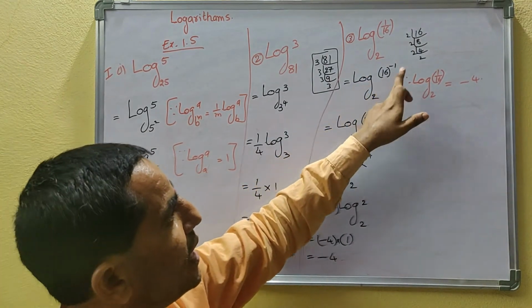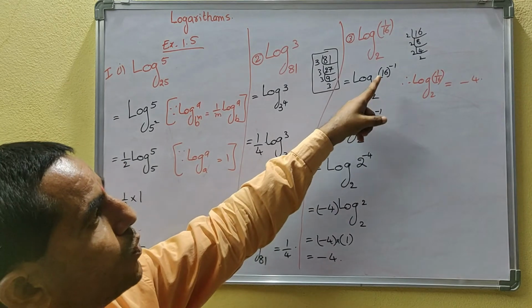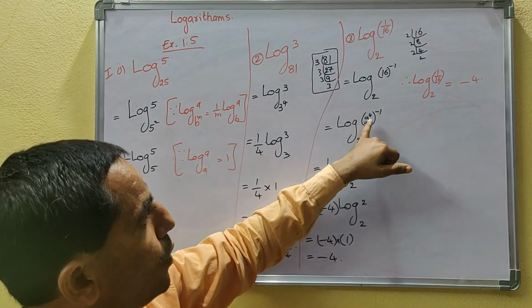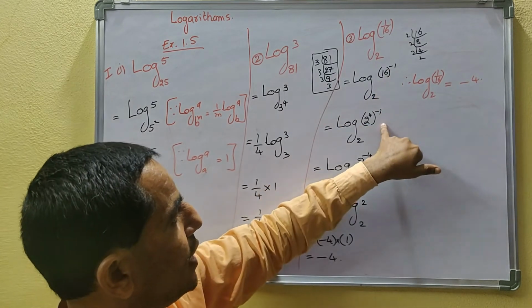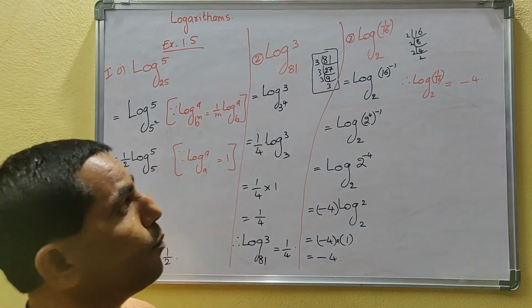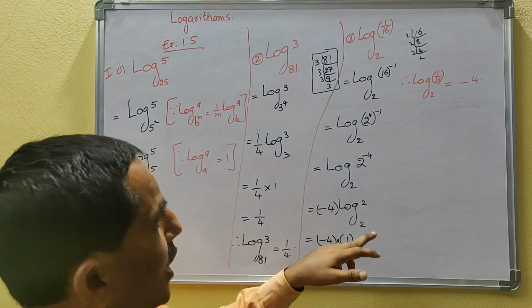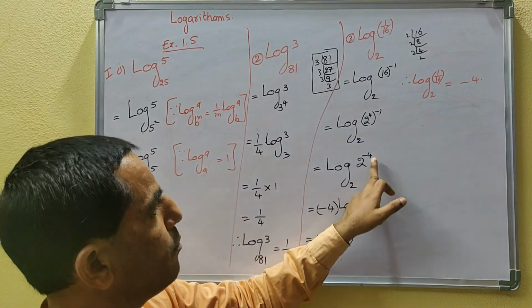Again, 16 can be written as 2 into 8, 2 into 4, 2 into 2, so it can be written as 2 to the power of 4. So 2 to the power of 4, again whole to the power of minus 1. We have one formula: a to the power of m whole to the power of n is equal to a to the power of m into n, meaning 4 into minus 1, we get minus 4.